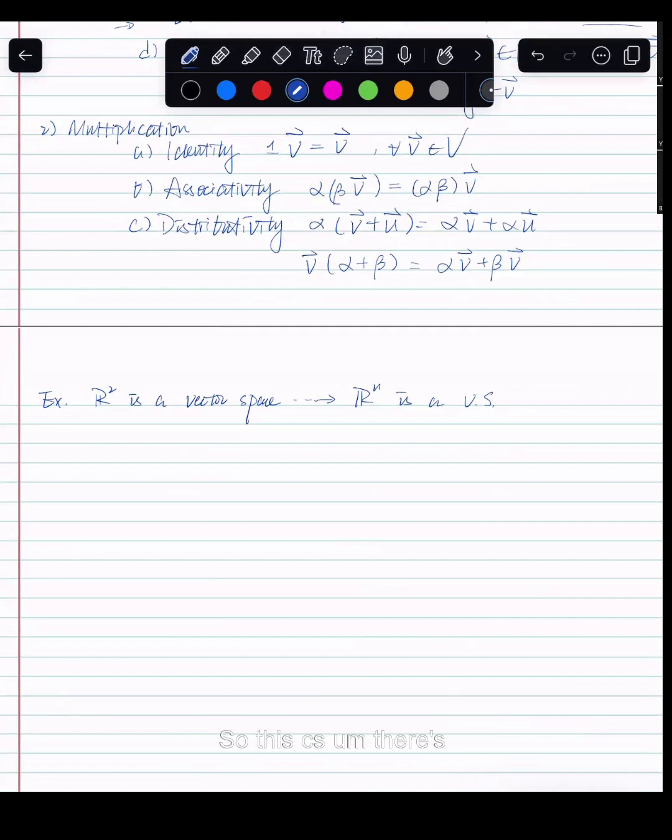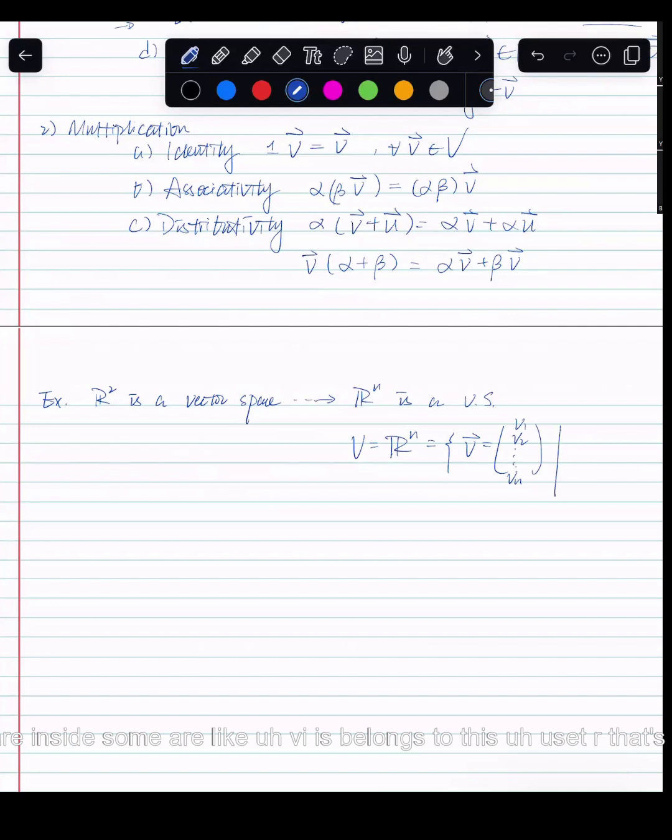Yes. So basically there's a vector space equals R to the nth power, and all the vectors inside look like v1, v2, to vn, where all the vi's are inside R. Like all vi's belong to the set R, that's the real number set.